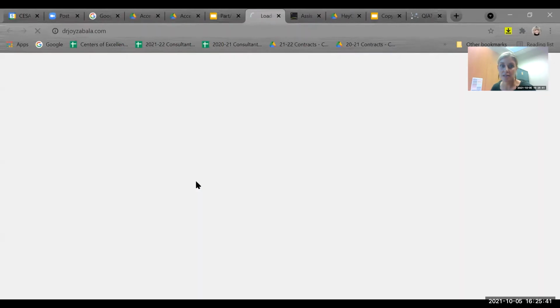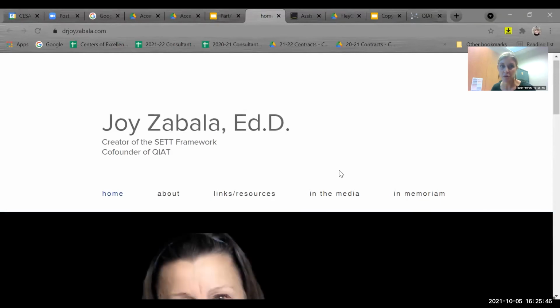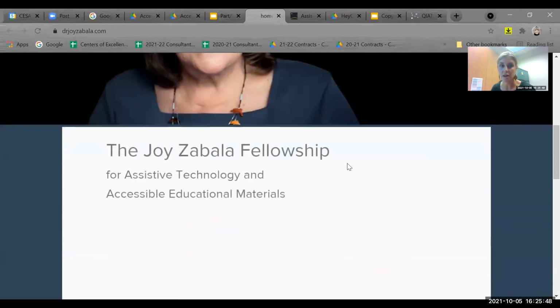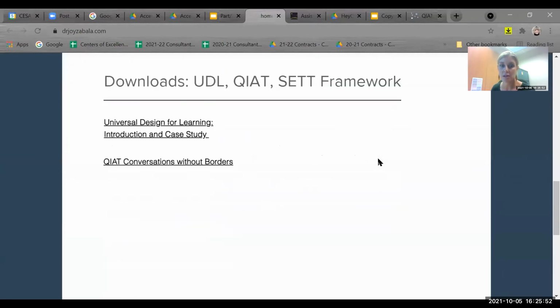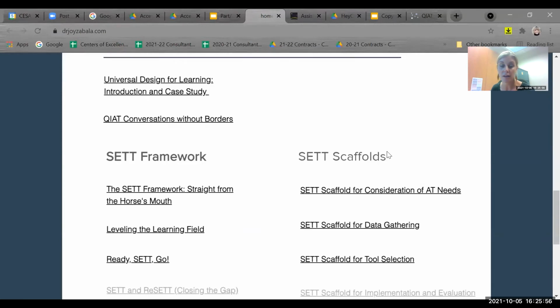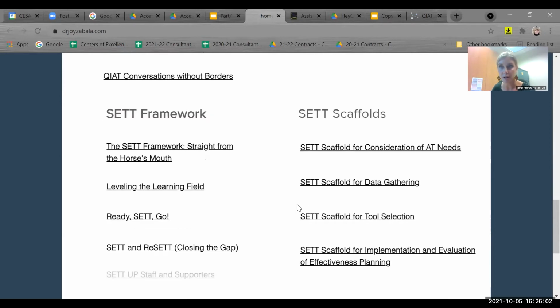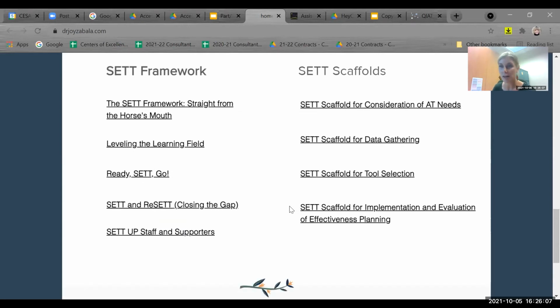And then, of course, the SET framework. And it goes without saying, in memory of Joy Zabala, who created this, there are so many beautiful resources on this website, and you can download a lot of her resources as well. Those are available for all. That framework in general, thinking about the student, the environment, the tasks, and the tools that might be available, is a great framework to help those conversations move forward in multiple settings.